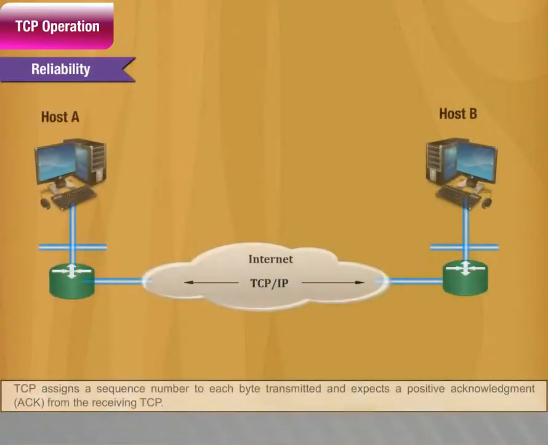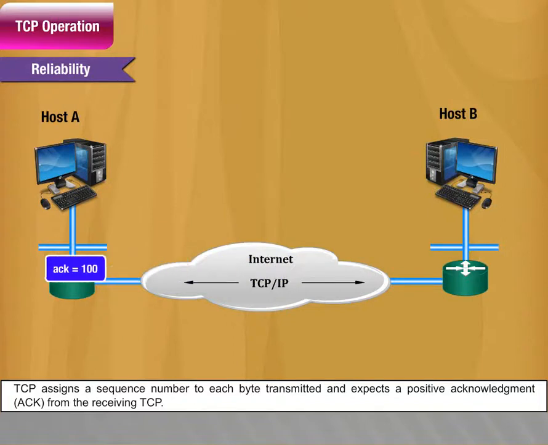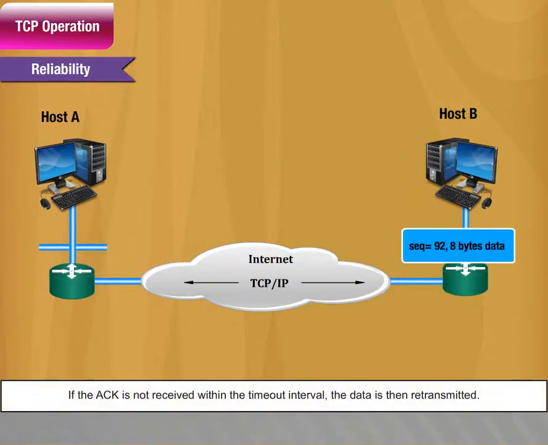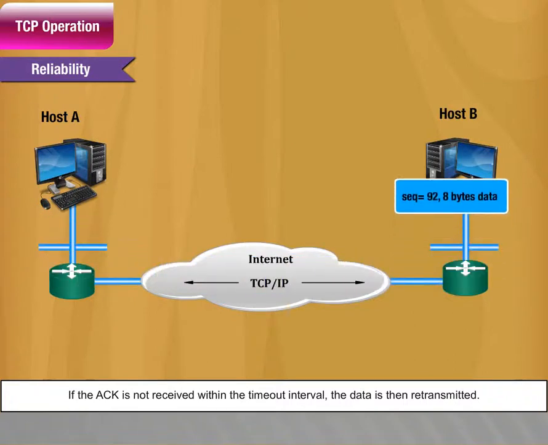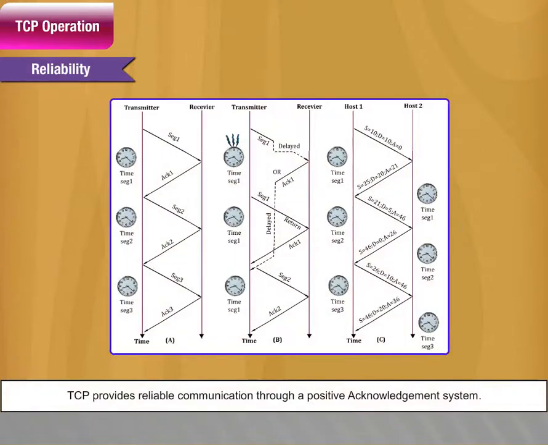Reliability. TCP assigns a sequence number to each byte transmitted and expects a positive acknowledgement ACK from the receiving TCP. If the ACK is not received within the timeout interval, the data is then retransmitted. The receiving TCP uses the sequence numbers to rearrange the segments when they arrive out of order and to eliminate duplicate segments. TCP provides reliable communication through a positive acknowledgement system.